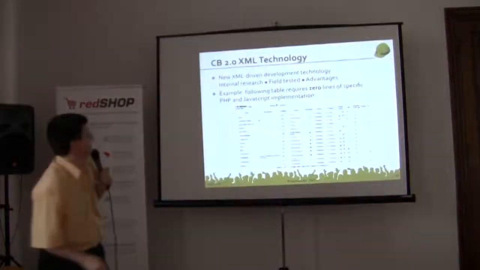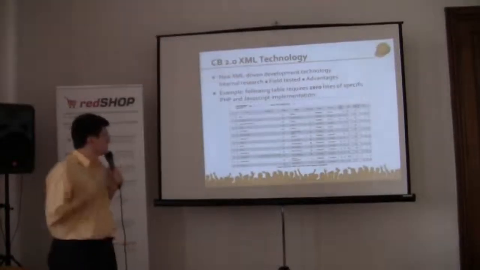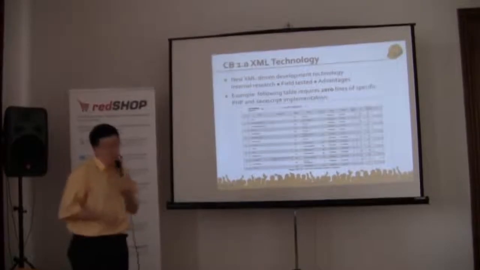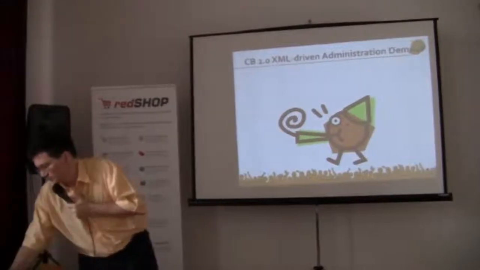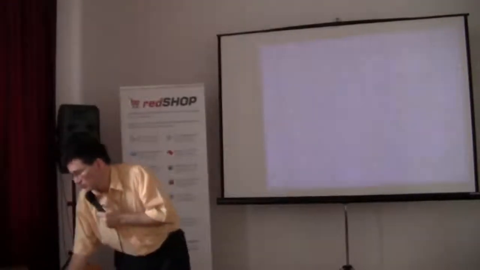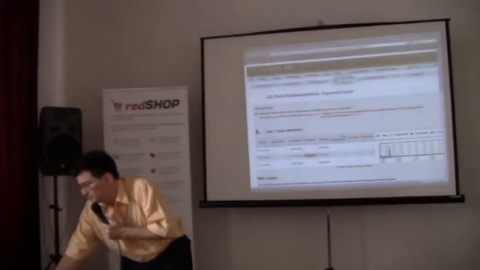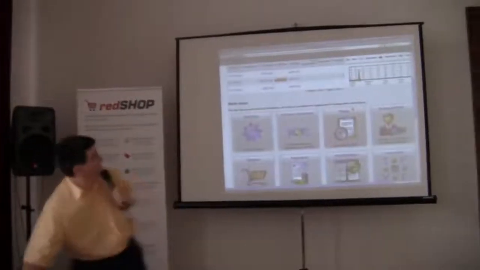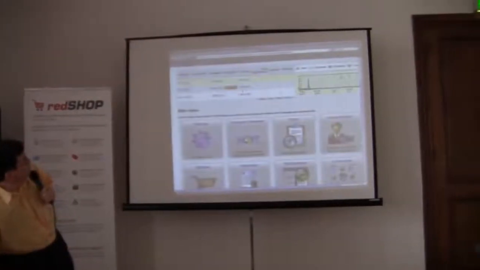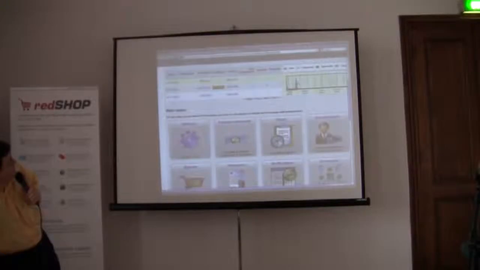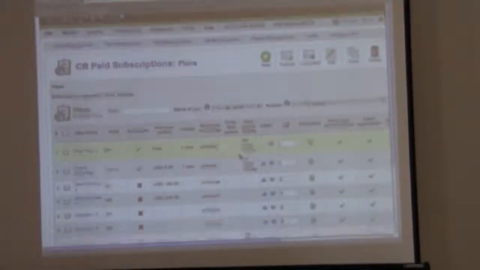The interesting thing is that this XML has been used throughout CB subs. So if I go now to CB subs administration, I made it a bit big so you can see. Now all this menu, this graph, this table of sales, these menus, if I go to plans here, for instance, this table, all of that is fully XML description.